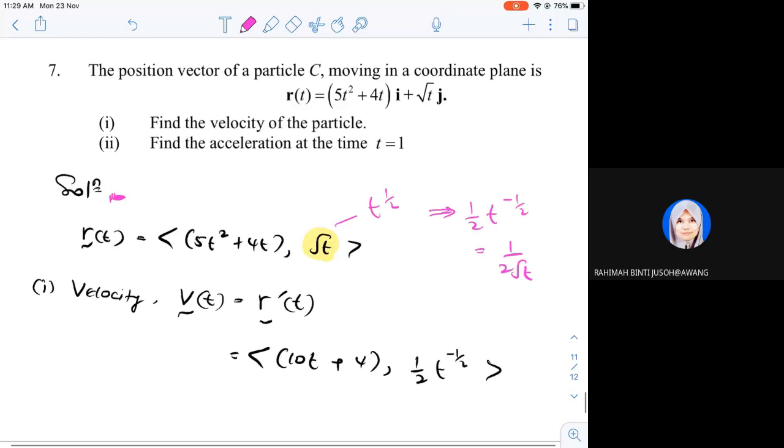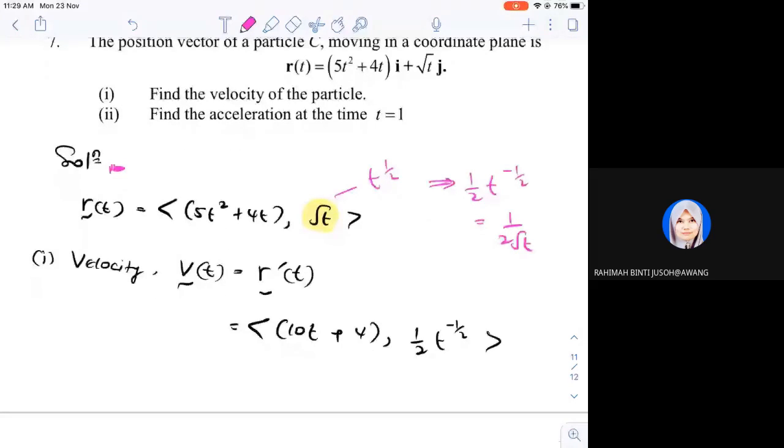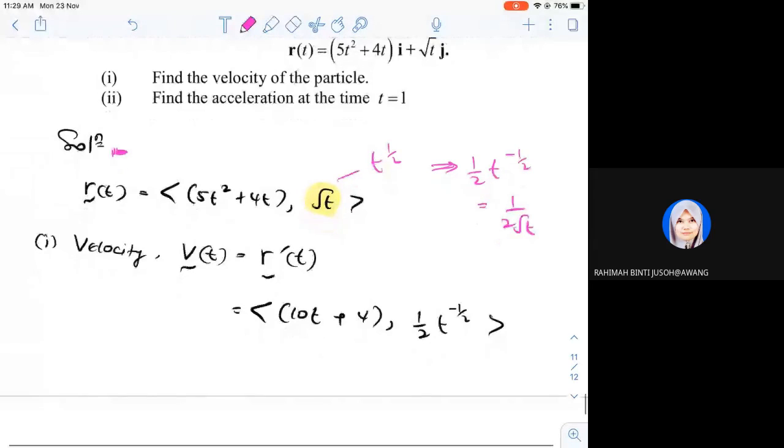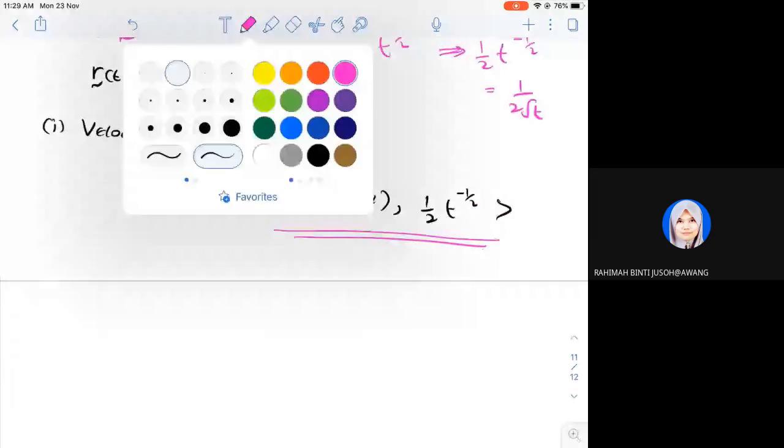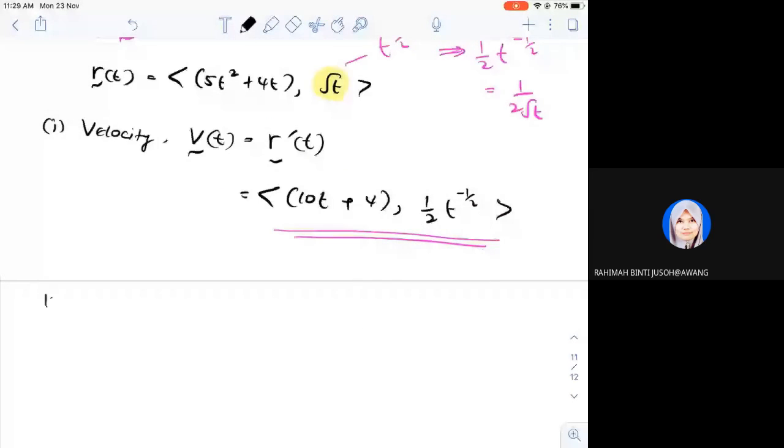And then this question is, okay, it asks us to find the acceleration at the time. This is done already, guys. Find the acceleration at time t equals to 1. Okay, so question number 2, acceleration at equals to v prime t. So you have to differentiate this again. Okay, so differentiate this again.